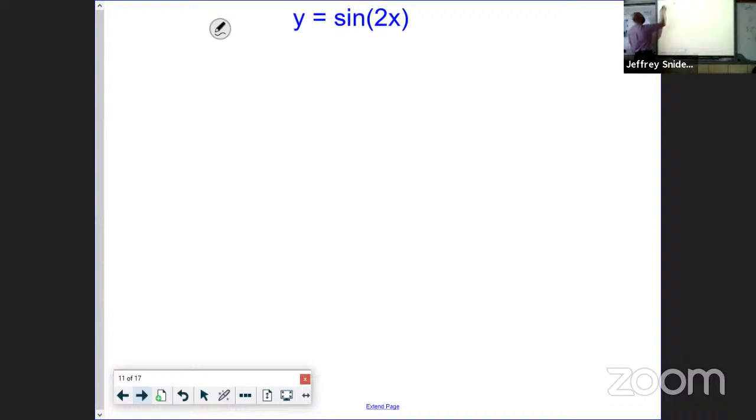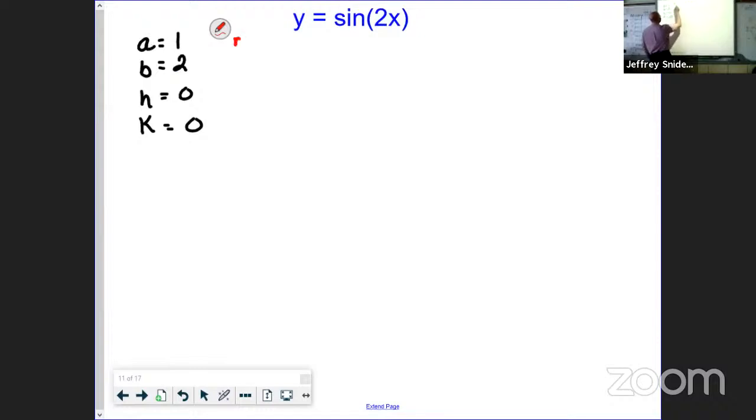So let's go through and write down our values. So we've got A, B, H, and K. What's A? 1. Okay. What's B? 2. What's H? 0. What's K? 0. Okay. Now, once I have those written down, I'm going to go back up here and do my max and min. Because this is my midline. So I know right now that this is going to have a max of 1, and it's going to have a minimum of -1. We all agree on that? Yeah. All right. Where's it going to start at?